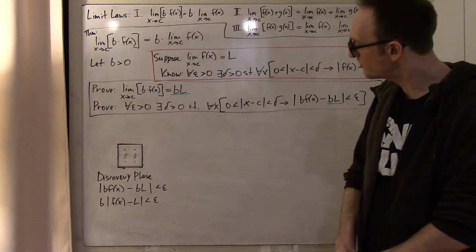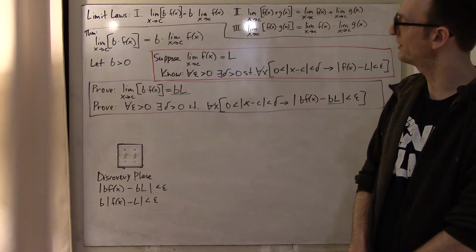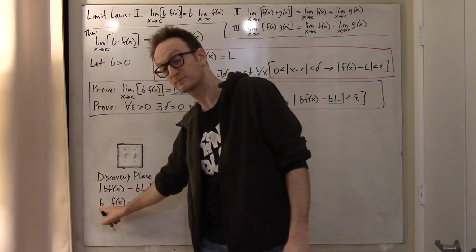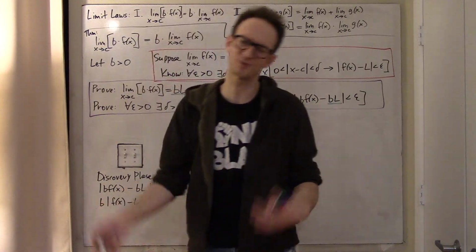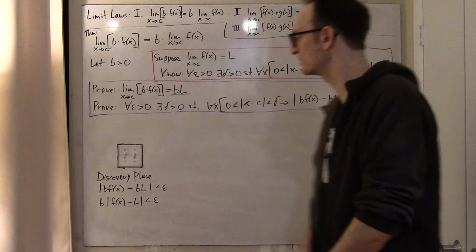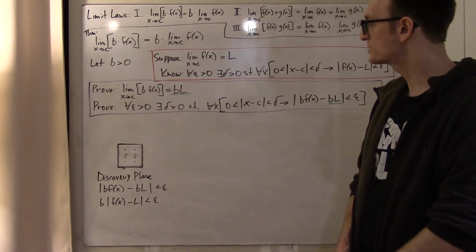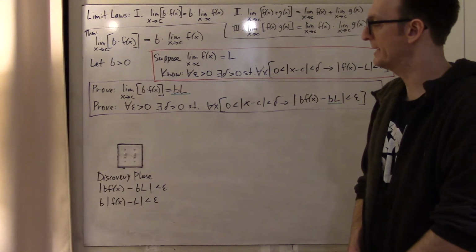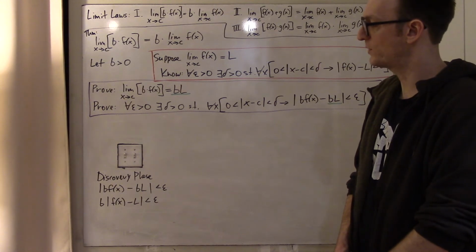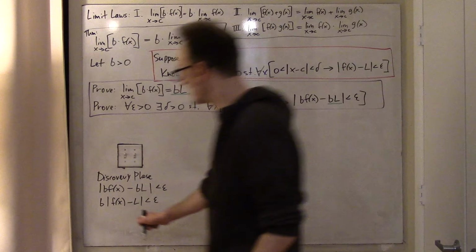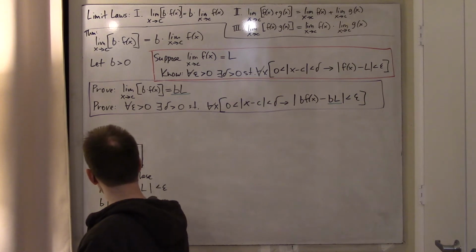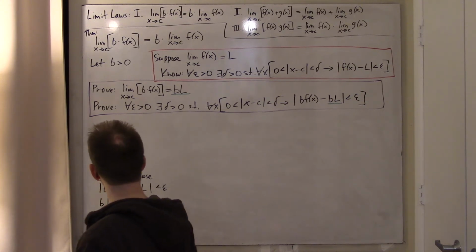I guess it's not too much more work to just do it in general, to be honest. If you were doing it in general, then you would keep the absolute values around the b. So that's basically the only difference. Okay, so that's kind of interesting. What else can I do? Well, if I divide both sides of this by b, then I get that the difference between f of x and l is less than epsilon over b.